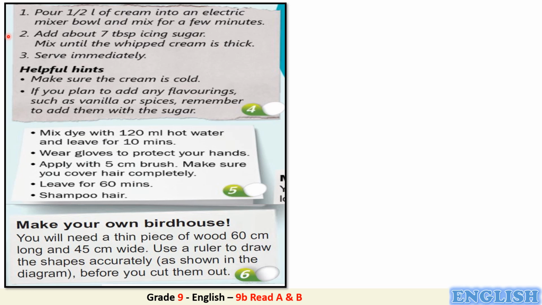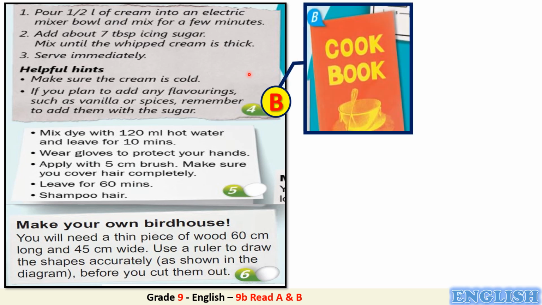2. Add about 7 tablespoons of icing sugar. Mix until the whipped cream is thick. 3. Serve immediately. Helpful hints. Make sure the cream is cold. If you plan to add any flavorings such as vanilla or spices, remember to add them with the sugar. The correct answer here is B.